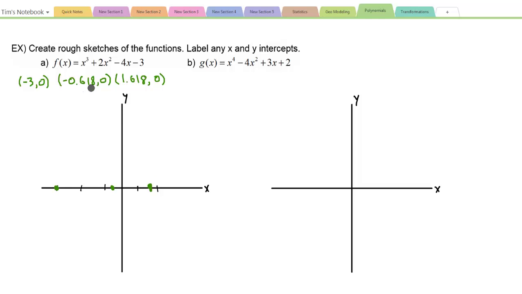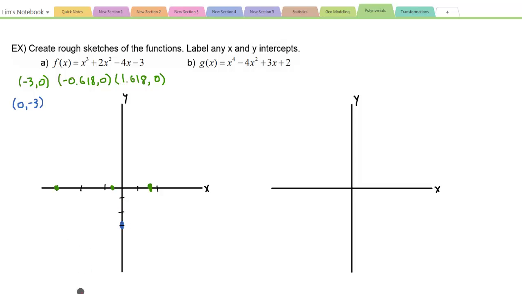Now since we have our x-intercepts down, we want to throw down our y-intercept. And that was the blue one right here, 0, -3. So again, we're going to put 1, 2, 3 tick marks going down like that. And then I could put in a point right there at 0, -3. So that's going to be my y-intercept.